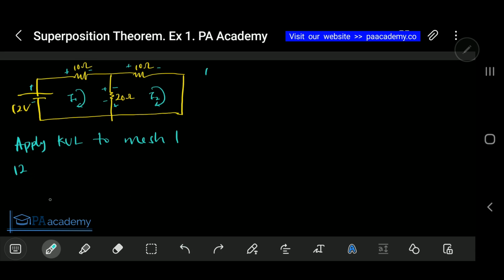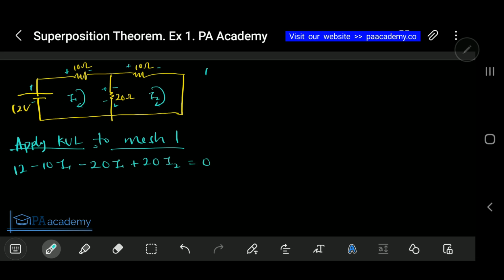So that will be 12 minus 10 I1. Then from positive to negative for this side here, that will be minus 20 due to current I1. Also in this same direction, from negative to positive due to I2, that will be plus 20 I2. So we are done with this particular closed path, equals to 0.